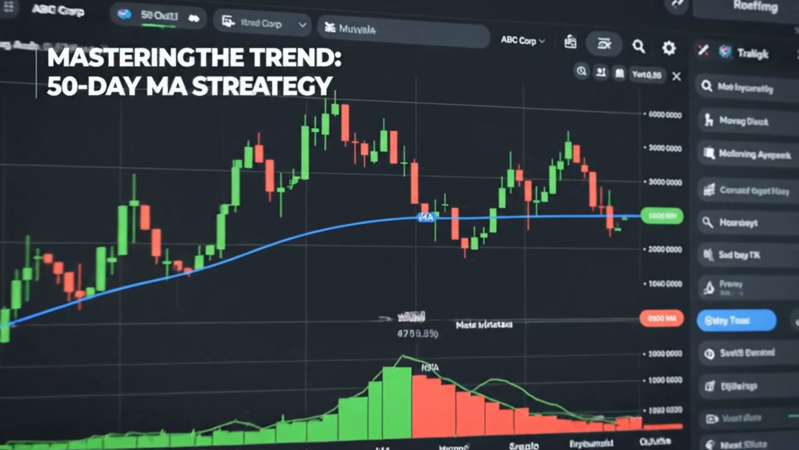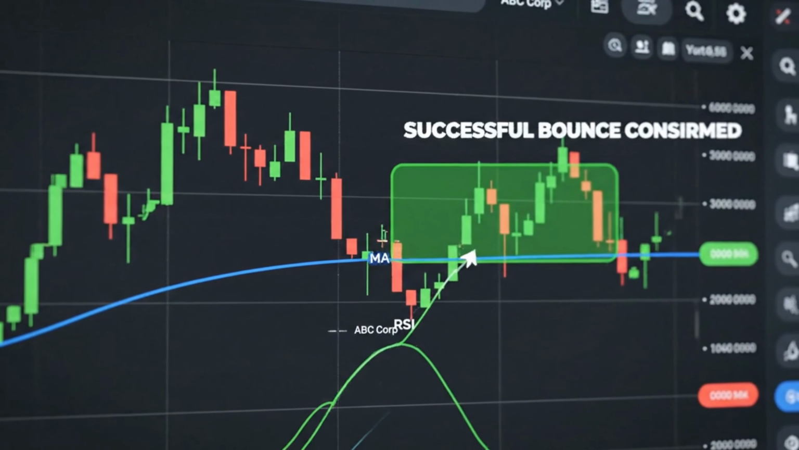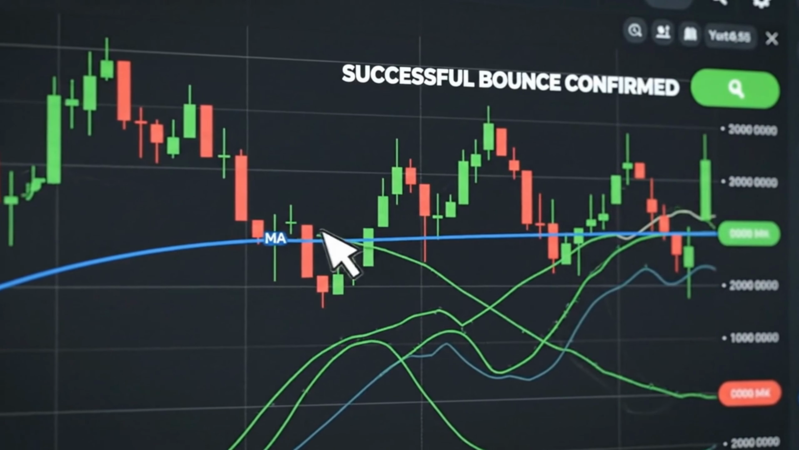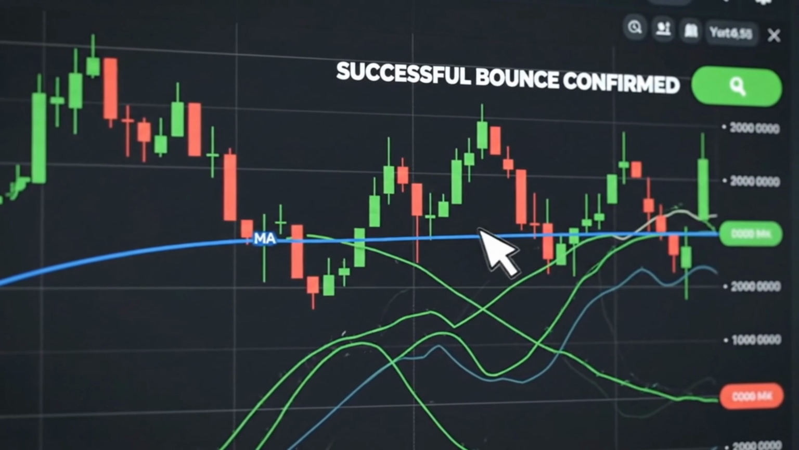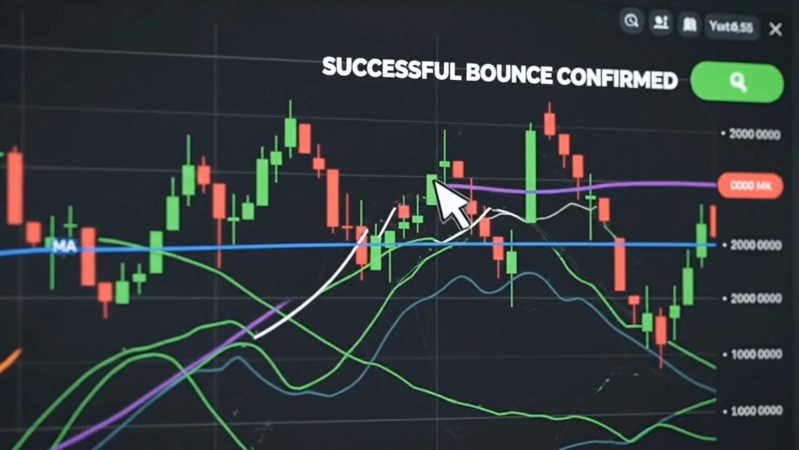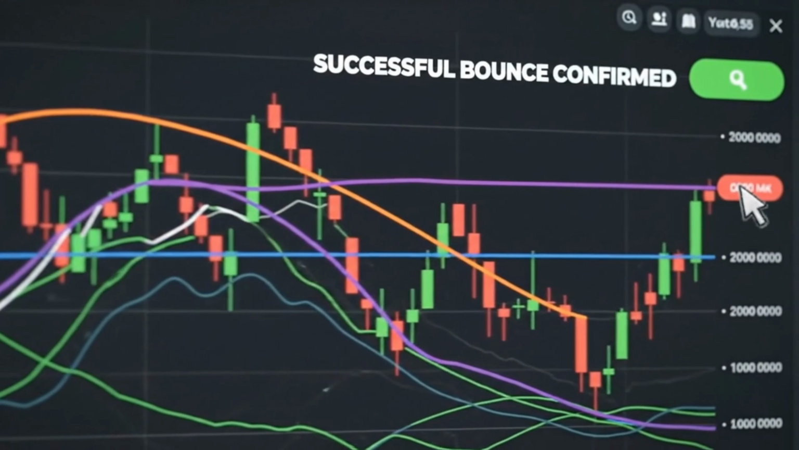Mastering the trend, 50-day MA strategy, identifying the pullback, the optimal entry point, successful bounce confirmed. This is a simple and powerful moving average trading strategy, using the 15-period and 20-period moving averages.